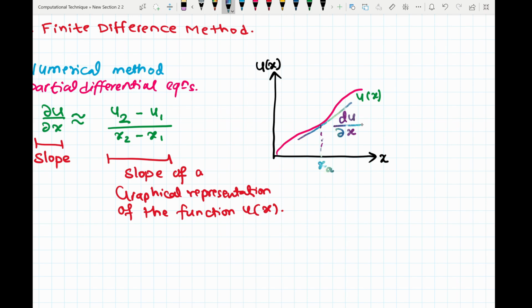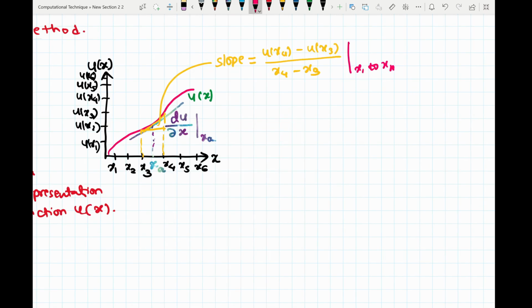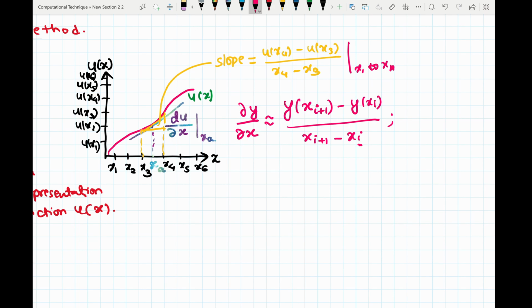Let's say at a certain point xa, this will be our slope. These are the values on the x-axis, and these are the values on the y-axis, which is itself a function. If you want to find the slope of du by dx around here, then take x4 and x3 and find the slope, which will be given by this. Now you can generalize this kind of equation as dy by dx, which is the slope at a certain point, approximated as this, where i is the index of the discretization of small lengths. Let's say this is delta x between each grid line.